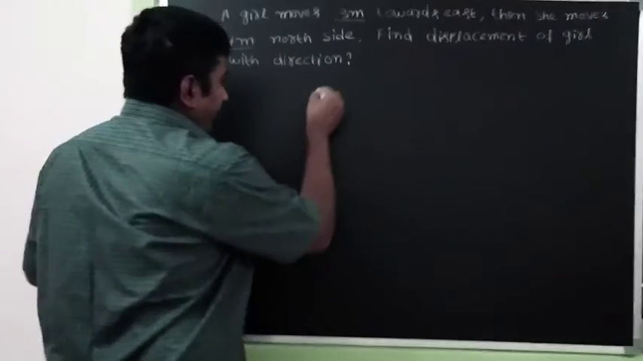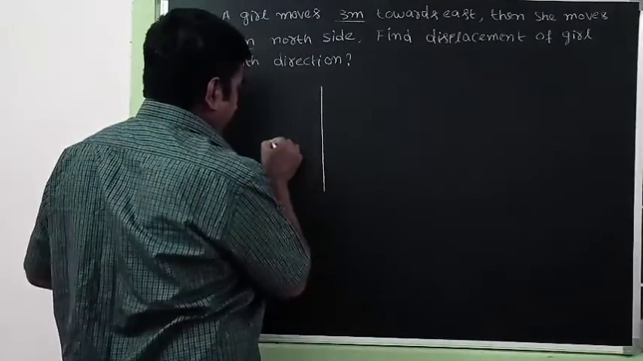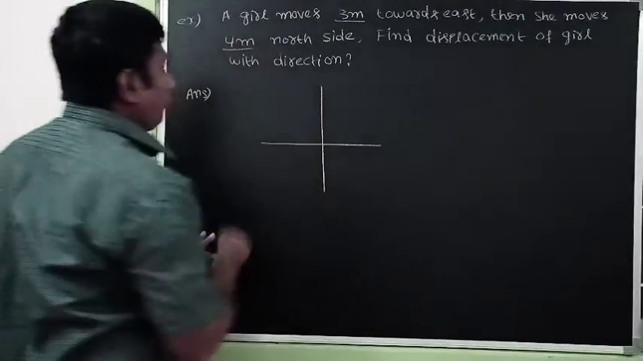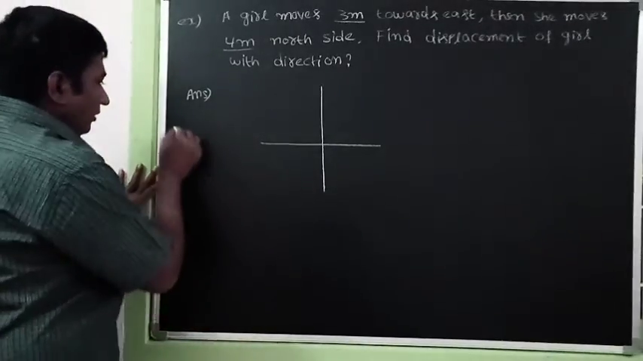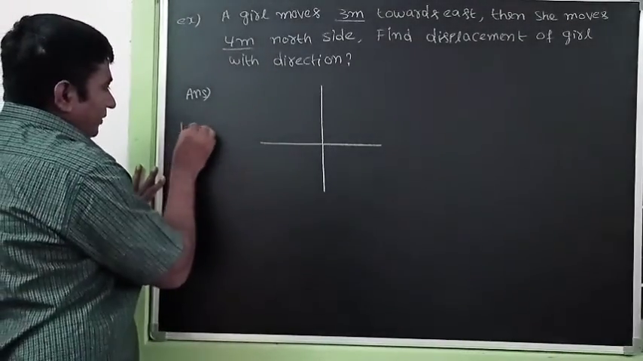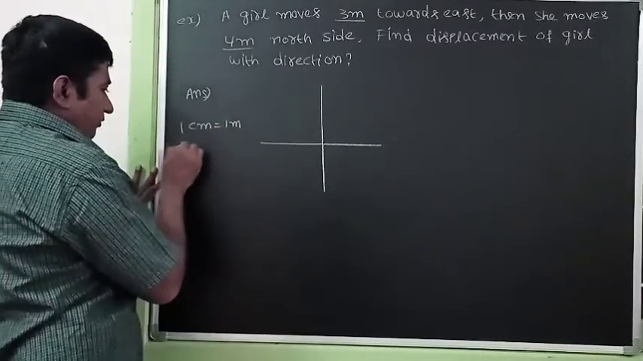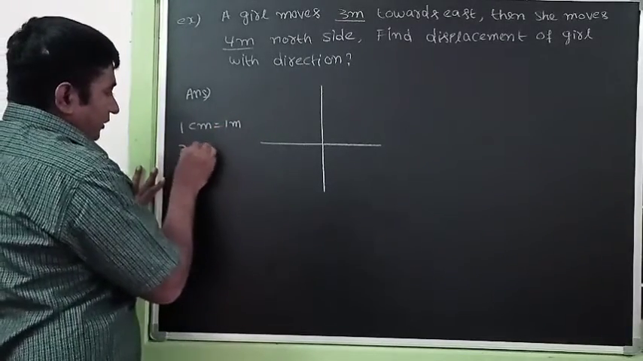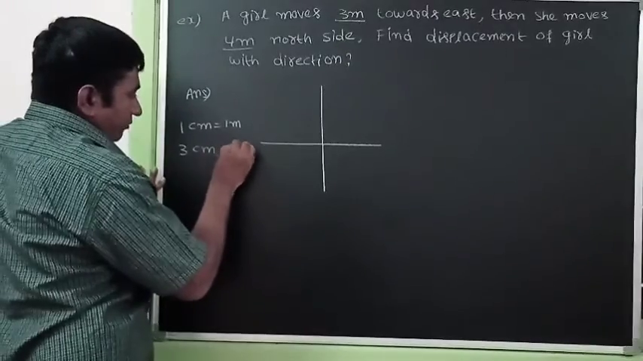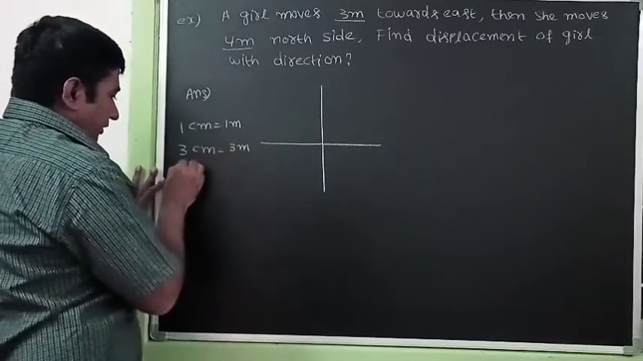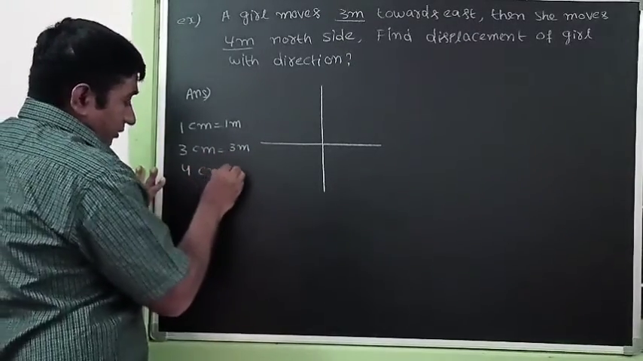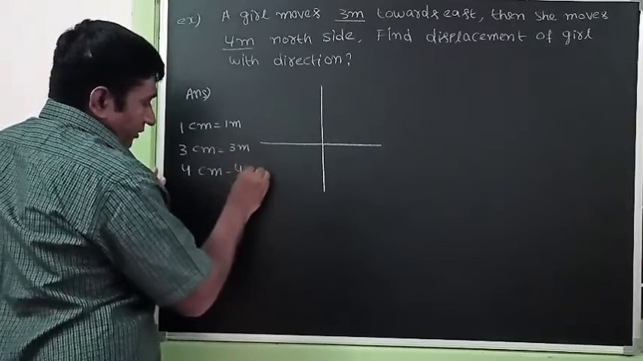So first I can take it here in the graph. Here I cannot take 4 meters and 3 meters, which is very long. I can take 1 centimeter equals 1 meter. So with the help of this, 3 centimeters is nothing but 3 meters, and 4 centimeters is nothing but 4 meters.